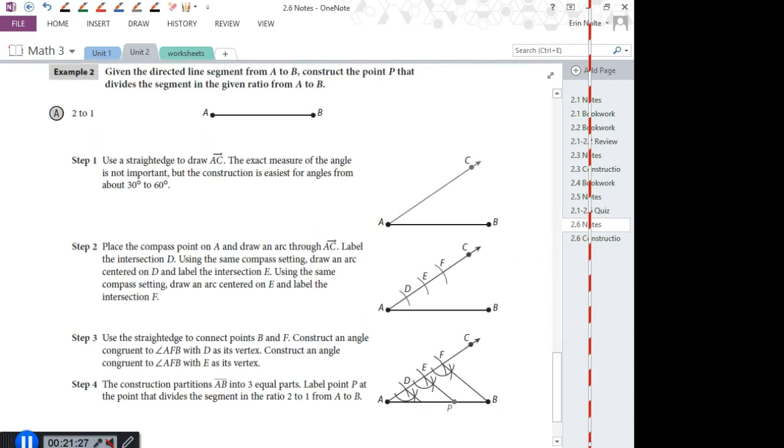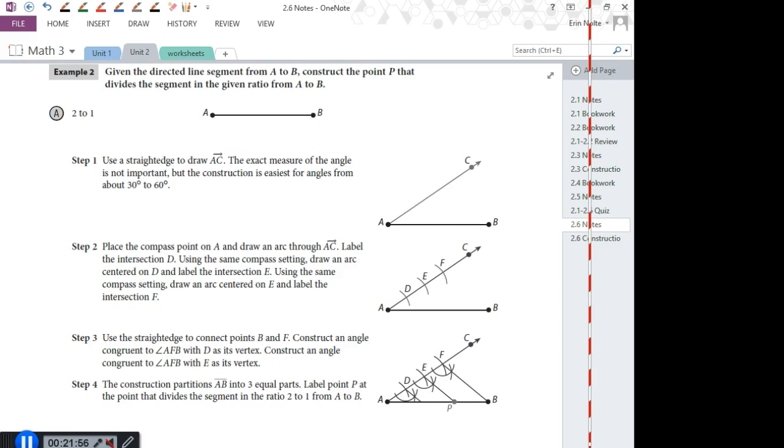Alright, so the steps on this say, you're given this AB, A to B. Your first step is to draw an angle, and they say that the first angle has to be between 30 and 60. Okay, so they draw that C. Then they come up with these arcs. You want these arcs to be kind of small.